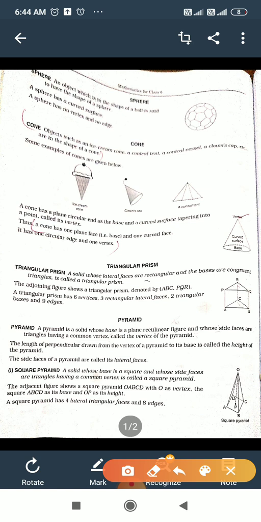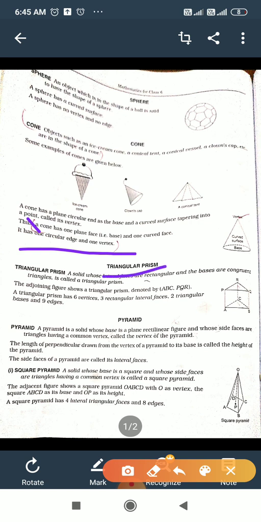A cone has one plane face and one curved face. It has one circular edge and one vertex. You learned this. Underline it, students. A cone has one plane face and one curved face. It has one circular edge and one vertex.